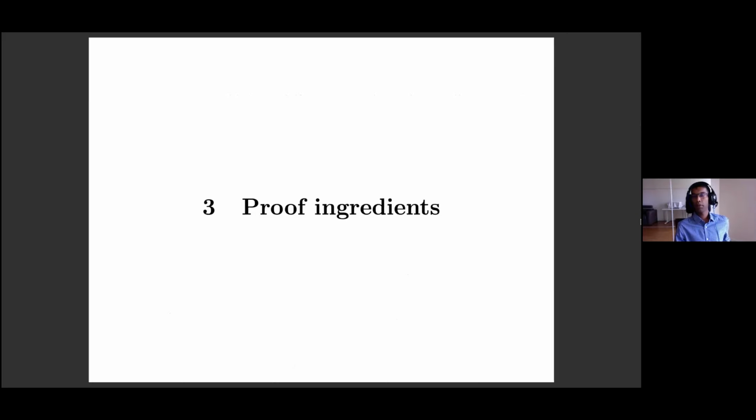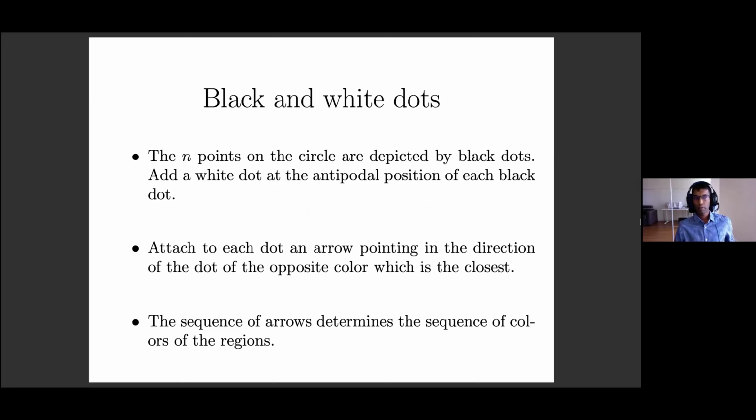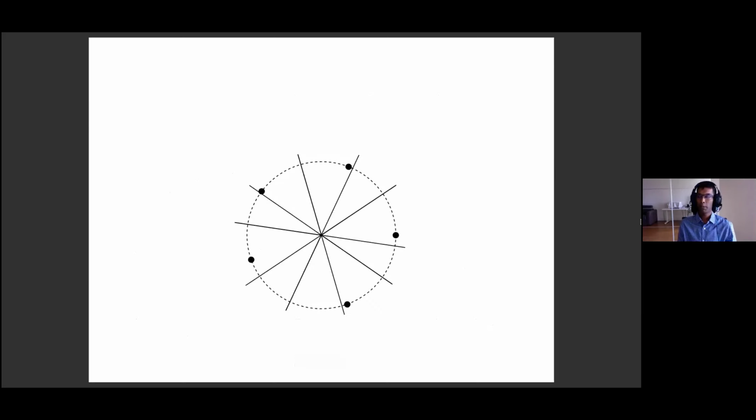So let me give you now some ingredients of the proof. So first thing is that so far I was depicting n points on the circle by n black dots. I am going to add, for each black dot, a white dot at the opposite position on the circle. So now you also have n white dots on the circle and n black dots. And for each dot, you will add an arrow pointing towards the closest point of the opposite color. And once you know the sequence of arrows around the circle, it will determine the sequence of colors of the regions. So let me explain this over an example.